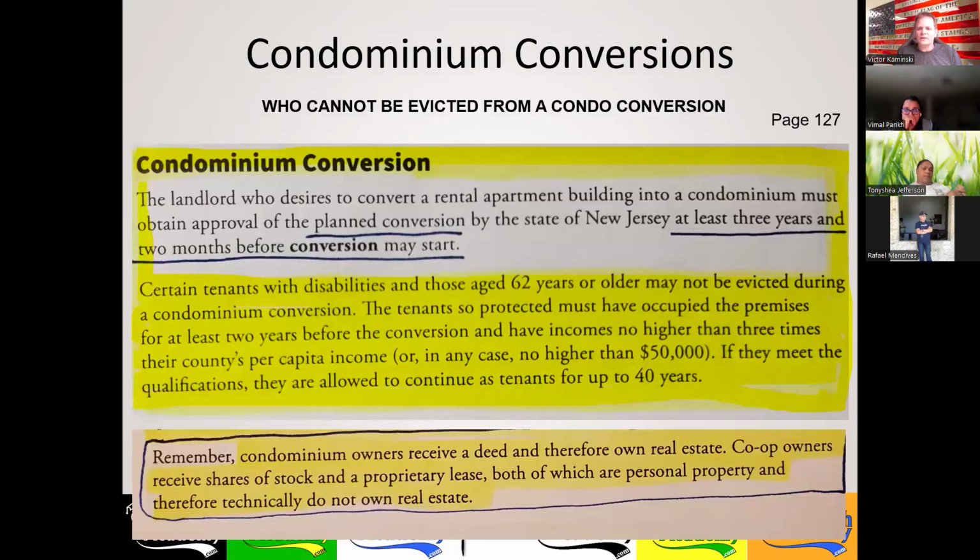Okay, so here we could do these highlights here of the same notes from the previous slide that I just had. They're right here. So on page 127, you can just put a highlighted box around it all if you don't want to waste your highlighter there, but that's who cannot be evicted from a condominium conversion.